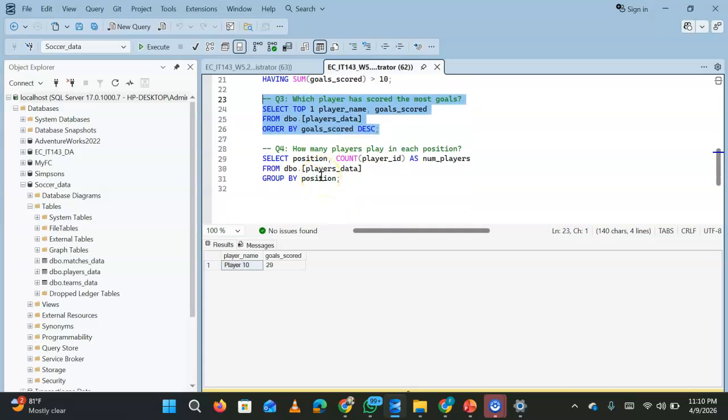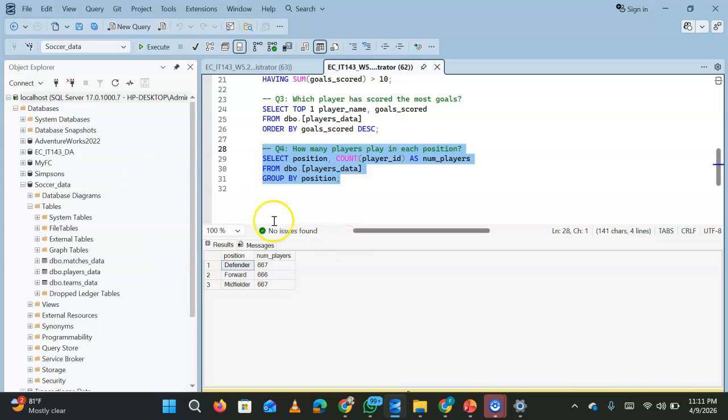Question four asks how many players play in each position. What? It determines how many players are in each position, and why? To understand team positions and player distribution. And how? I use the count function and group by position to count how many players are in each position. Okay, so now let's run this query. This query groups players by their positions. Then it counts how many players belong to each group. This shows how players are distributed across the positions.